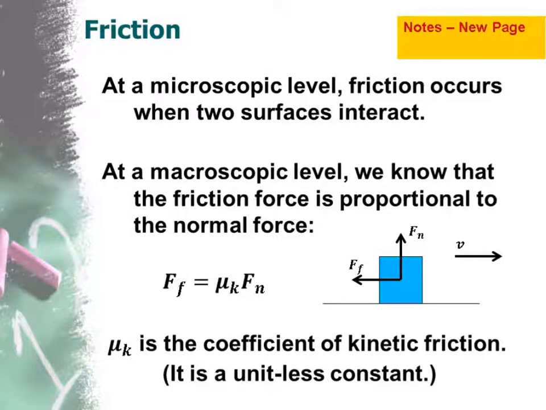Another way we can say this is that the force due to friction is equal to a constant times the normal force. This constant, which is given as a symbol mu sub k (mu is a Greek letter), is what is called the coefficient of kinetic friction, and it is a unitless constant. So unlike acceleration due to gravity, which has units of meters per second squared, this is a constant that has no units attached to it.